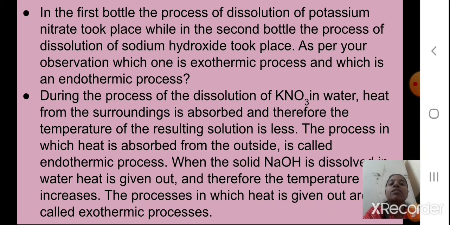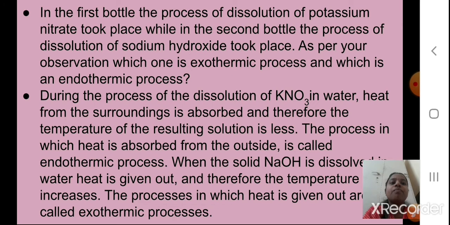During the process of the dissolution of KNO3 in water, heat from the surroundings is absorbed. As I have not covered the bottle, heat from outside has been absorbed by the solution students, and therefore the temperature of the resulting solution is less. The process in which heat is absorbed from outside, though not a lot of heat could be taken in as plastic was also there, so less amount only it took from outside, but yes, as the heat is absorbed from the surroundings students, it is called an endothermic process.